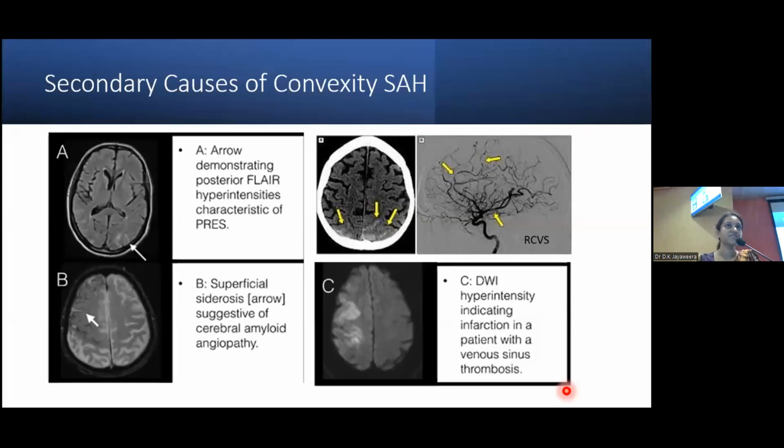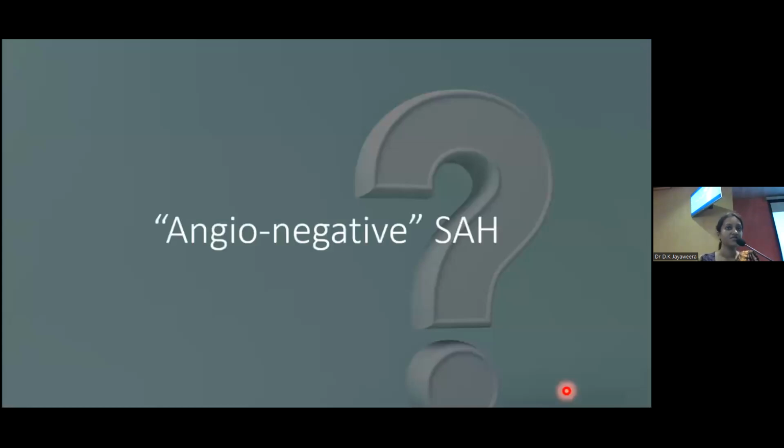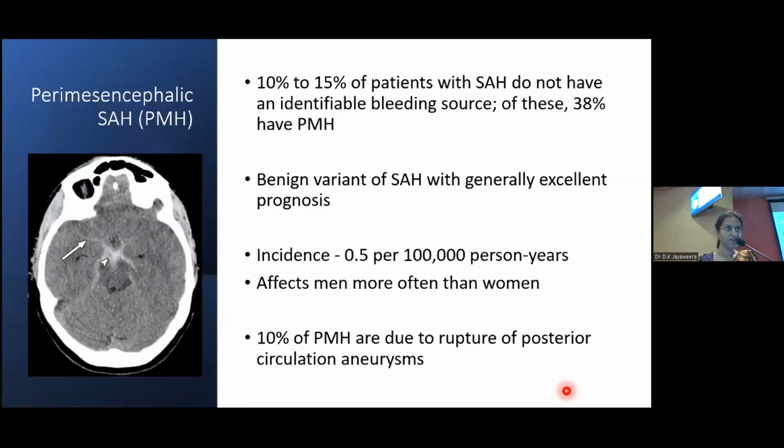When it comes to convexity SAH, it's actually commonly due to secondary causes such as posterior reversible encephalopathy syndrome, amyloid angiopathy, or reversible cerebral vasoconstriction, or venous sinus thrombosis. Although these may be the causes of convexity SAH, we were unable to find any evidence of these radiologically in our patient. So this is an angionegative SAH. Broadly, angionegative subarachnoid hemorrhage is divided into perimesencephalic and non-perimesencephalic SAH. As I described earlier, perimesencephalic SAH is a benign variant and considered to have excellent prognosis.